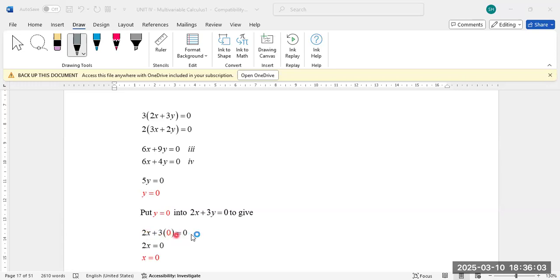So I'm now going to have 2x equals 0. Divide both sides by 2. I'm going to get x equals 0. So x equals 0, y equals 0.